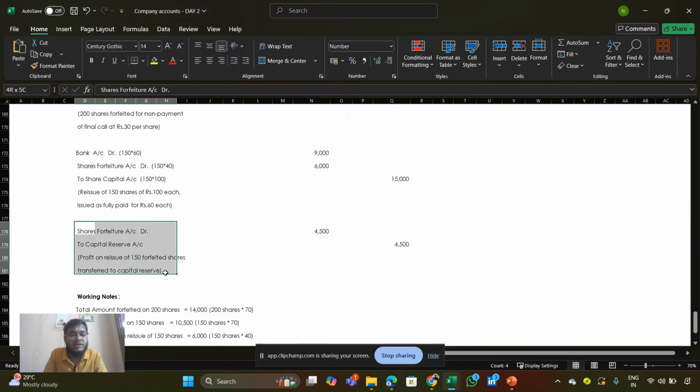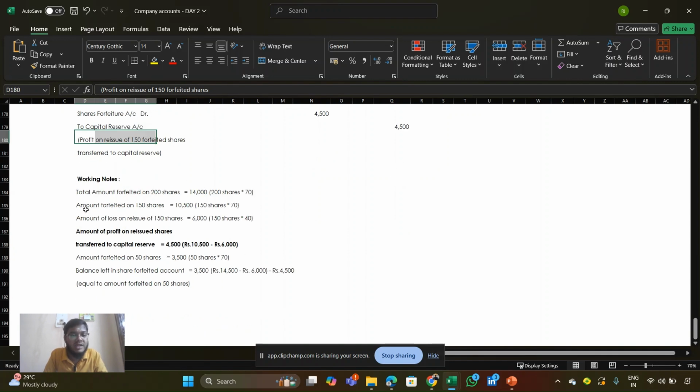So this is the calculation for gain on reissue, which will be transferred to capital reserve. Share forfeiture account debit to capital reserve. The gain on the 150 shares reissued will be transferred to capital reserve. There is a working note for this capital reserve. The total amount forfeited is on 200 shares. This working note is a different amount, so I will go with the formula calculation.